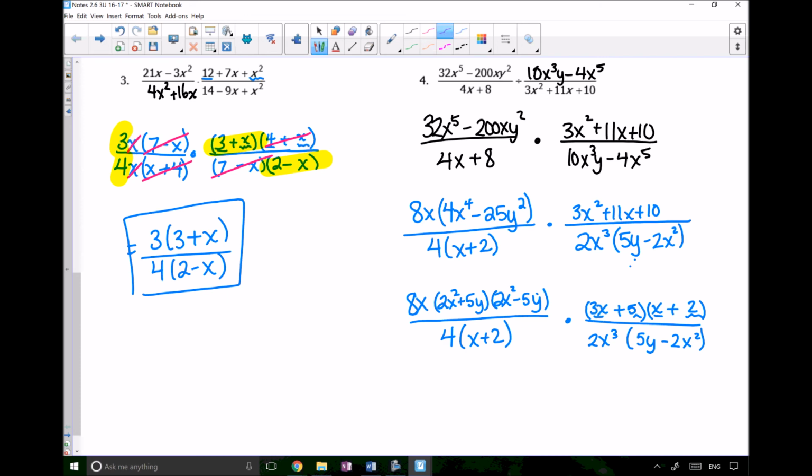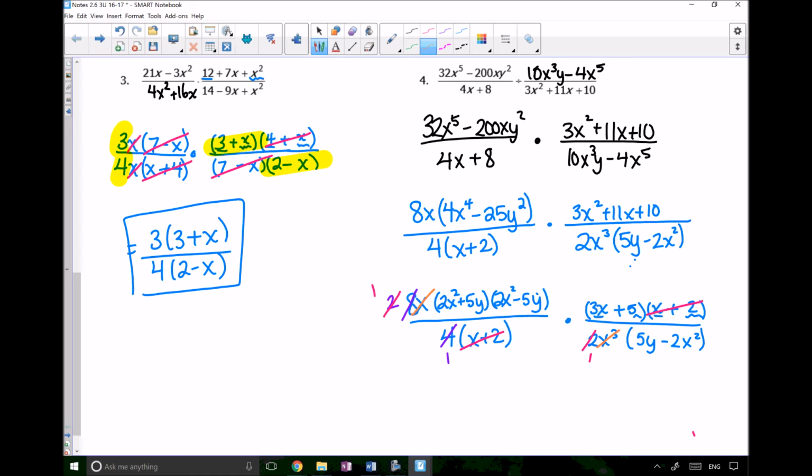So let's go ahead and start getting rid of stuff. Well, I have an 8 here and a 4 here. 8 and 4 are both divisible by 4, so this becomes a 2, this becomes a 1. Okay. I also have a 2 here in the numerator and a 2 in the denominator. Those both cancel out and become 1s. Okay. X plus 2 and x plus 2 will also cancel each other out. This x cubed that I have here will cancel out with this x.